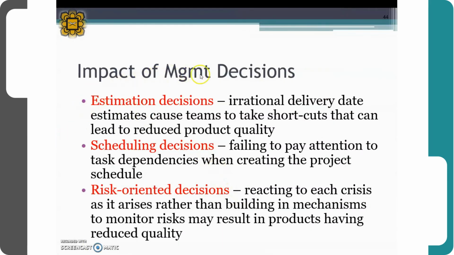So, the impact of management decisions. It can be in terms of estimation, scheduling, and risk-oriented decisions. Management makes a lot of decisions that can pressure the development team into taking shortcuts. These are things that we should try to avoid.